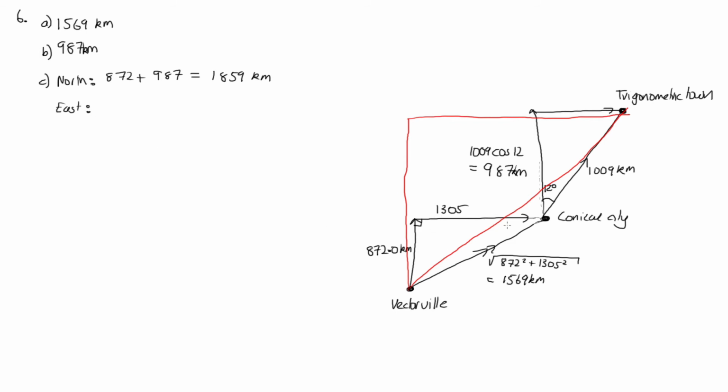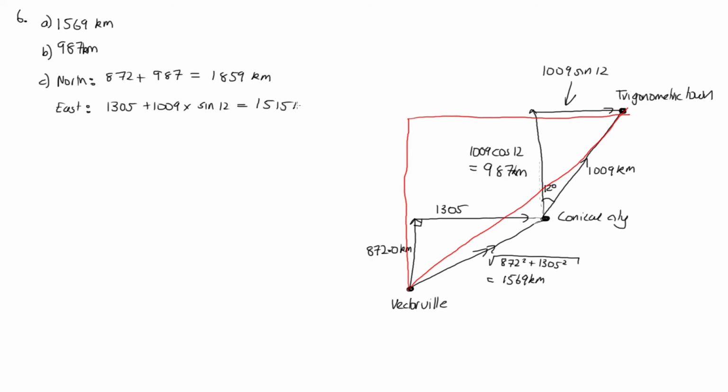And so we've got the 1,305 kilometers. And then we'll want to work out this length here as well. Now this is opposite the 12 degrees, so this is 1009 sine 12. So plus 1009 times sine 12, and solving this on the calculator we get 1,515 kilometers.